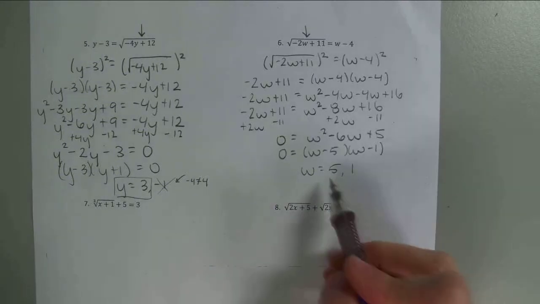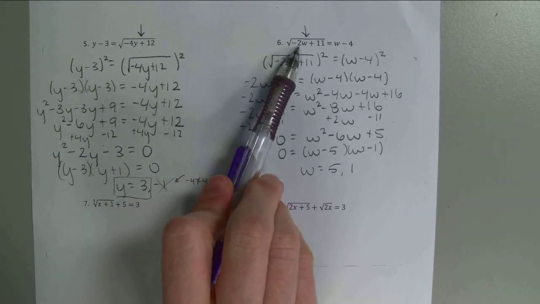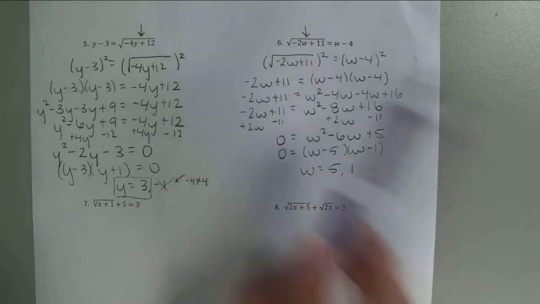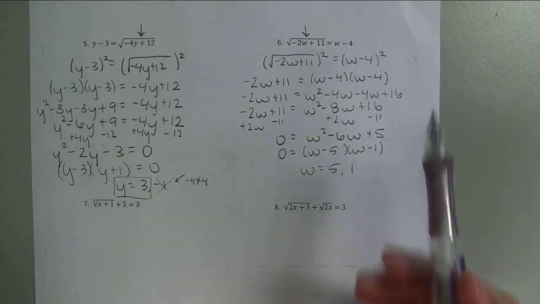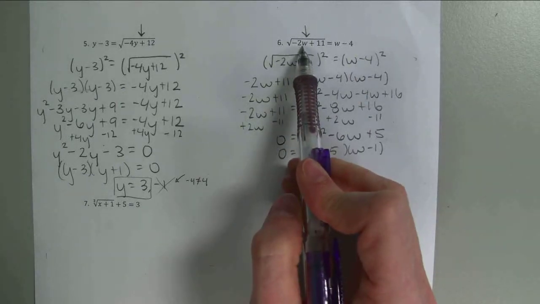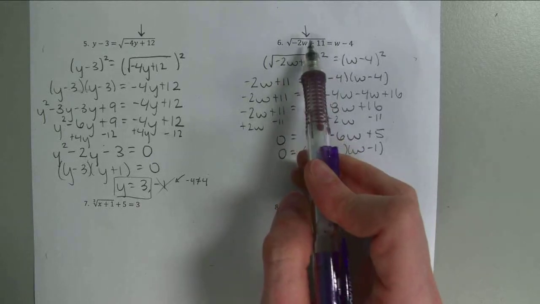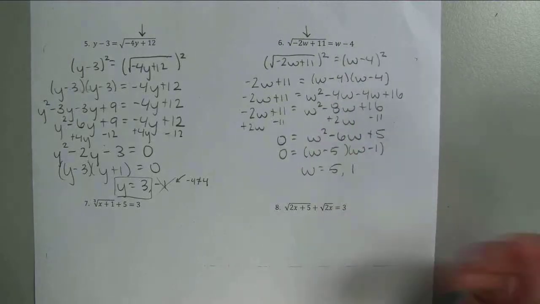So we'll put 5 up here. Negative 2 times 5 is a negative 10. Negative 10 plus 11 is 1. The square root of 1 is 1. 5 minus 4 is 1. 1 equals 1. So 5 works for sure. Try 1. Negative 2 times 1 is negative 2, plus 11 is 9. What's the square root of 9? 3. But over here, you get that 1 minus 4 is negative 3. He does not work.